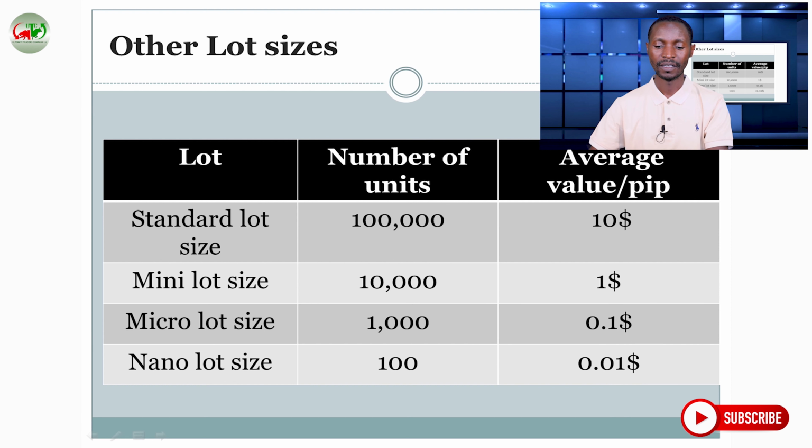And for the micro lot size it is $0.1, and for the nano lot size it is about $0.01. We'll see later how we'll be using these numbers. These are the lot sizes we'll be using to calculate our profit and loss during trading. And note that some brokers give us the lot size while trading, and others give units. So you should know which one you will proceed with while trading.